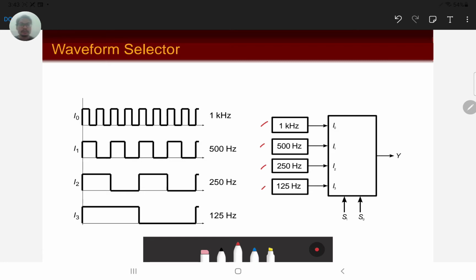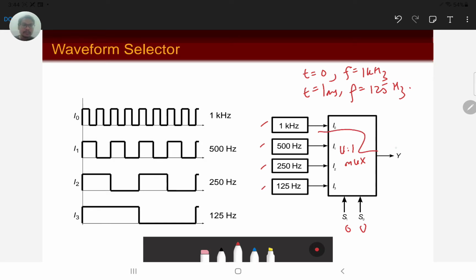So let's say at time 0, I want my signal F for 1 kilohertz, and then at time 1 millisecond, for example, I would like 125 hertz. Depending on the time, at this particular moment I want this speed, at this particular moment I want a different speed. So we can then use a 4:1 mux. If I need 1 kilohertz, I'm going to supply 0, 0, and therefore our Y is going to be a 1 kilohertz signal.